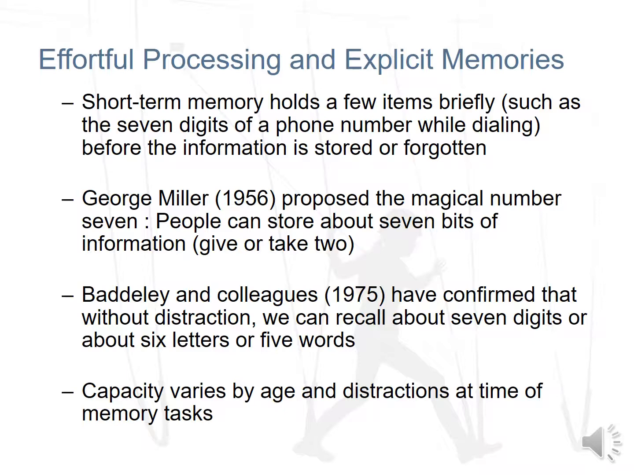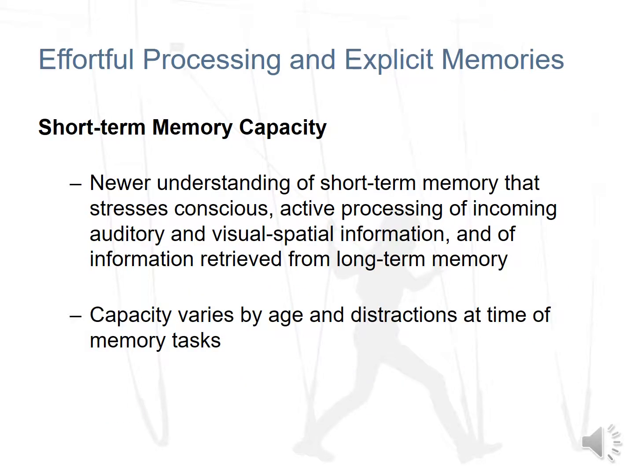George Miller proposed the magical number 7. People can store about 7 bits of information, give or take 2. Baddeley and colleagues have confirmed that without distraction we can recall about 7 digits, or about 6 letters, or 5 words. Capacity varies by age and distractions at the time of memory tasks.